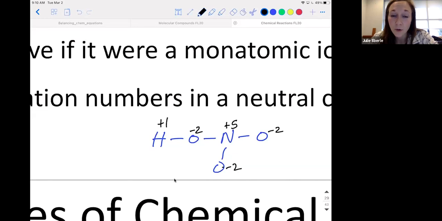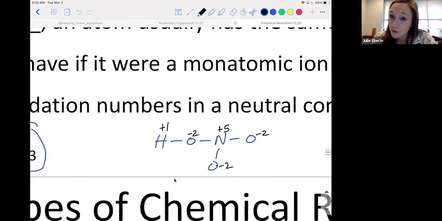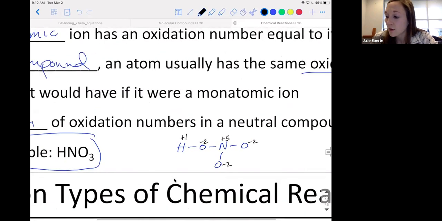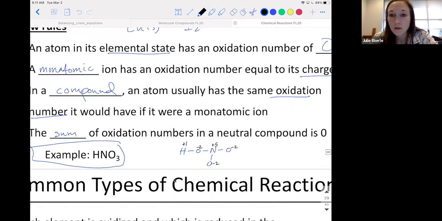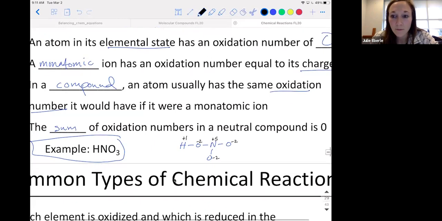a +5, all right? And the way you figure that out is you put the oxidation numbers on the elements you do know. Things like main group 6, main group 7, main group 1 and 2. Those are going to be predictable, not vary. But the sum of all oxidation numbers in a neutral compound is 0. And that's why nitrogen had to be a +5 here. Okay.